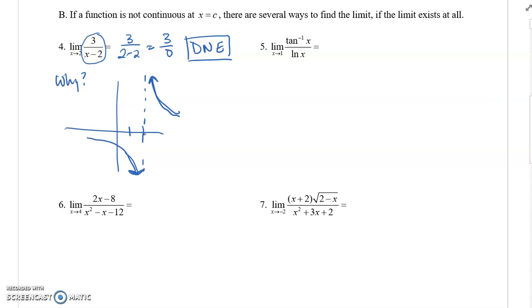Okay, so that's a pretty good one. Now let's look at number 5. The limit as x approaches 1 of the inverse tangent of x over the natural log of x. I wanted you to see these values.